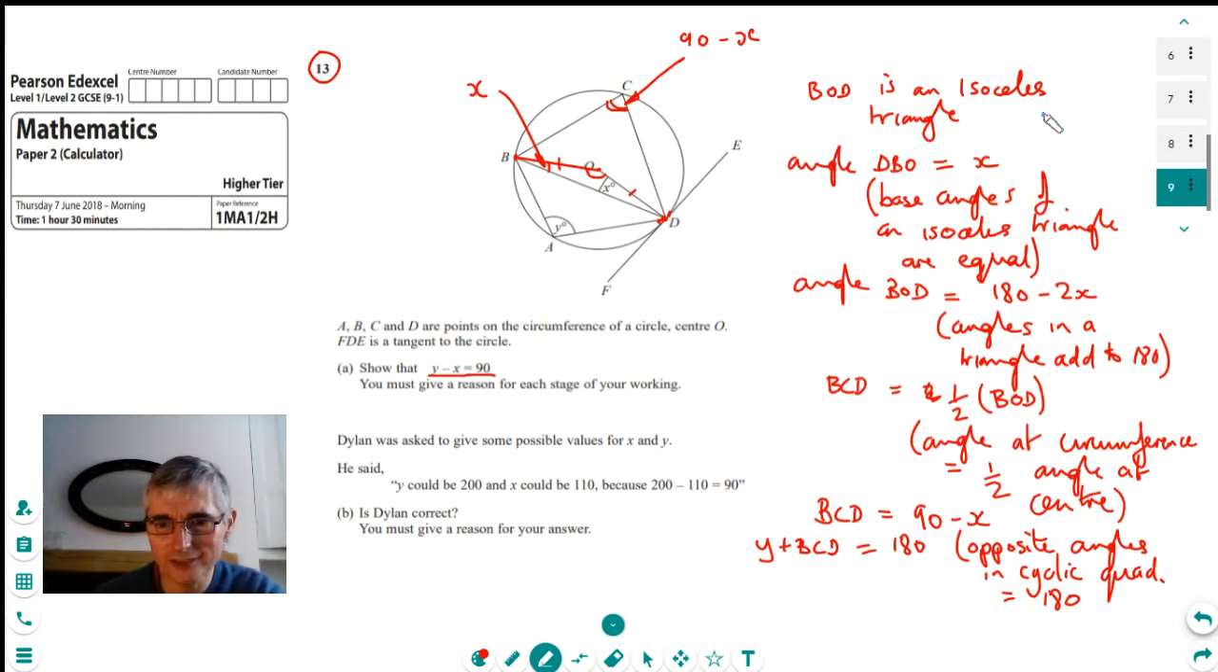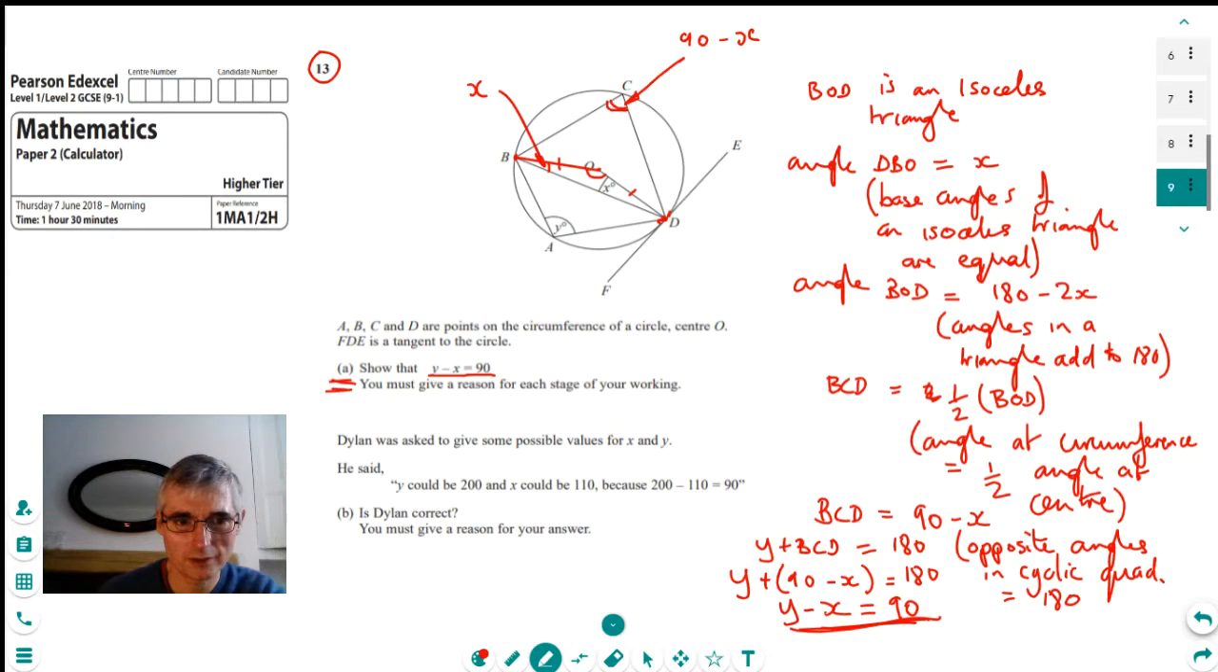So if we replace the BCD by 90 minus x, we get y plus 90 minus x equals 180. If we take the 90 over to the other side, we do indeed get y minus x equals 180 minus 90, which is 90. And we've done it. That's it. That's part A completed.